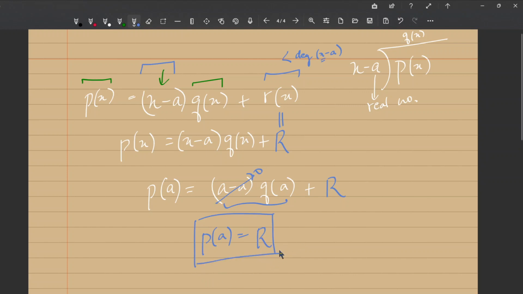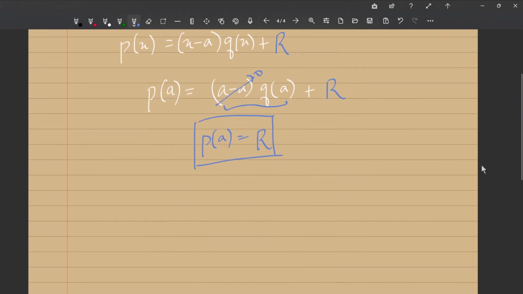This result you might have seen as a theorem, but I'm not a very big fan of naming theorems, so I'll just keep this result as is and let us proceed further.